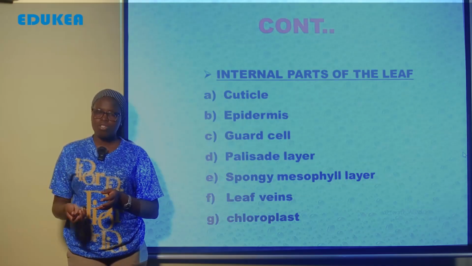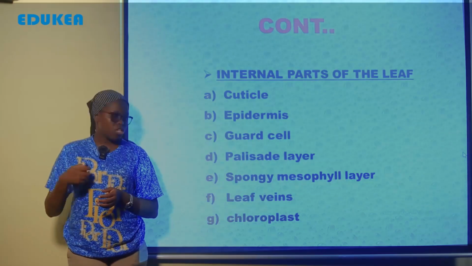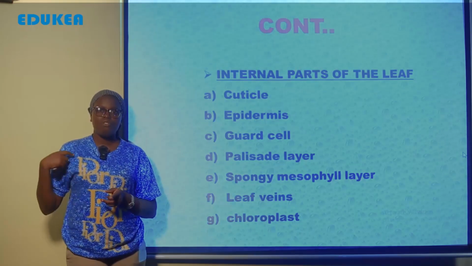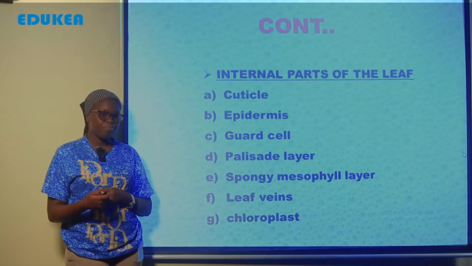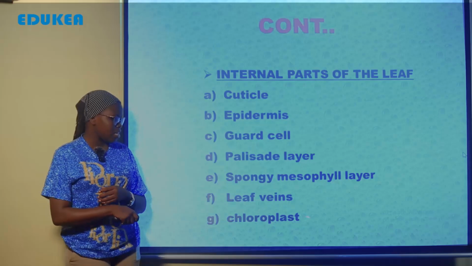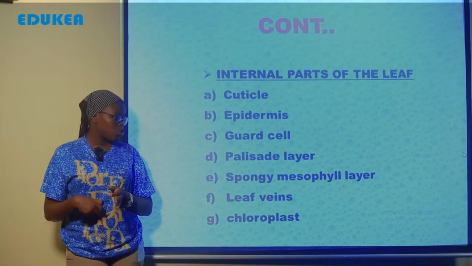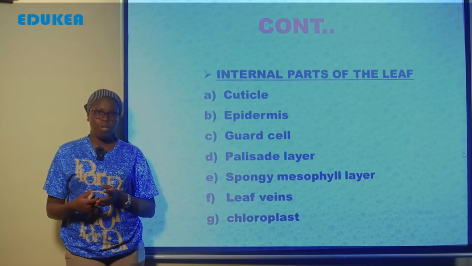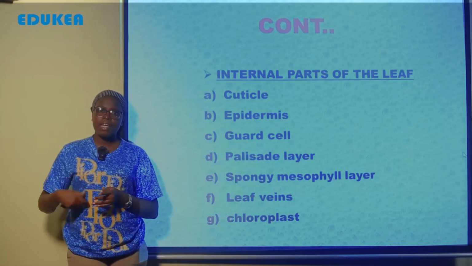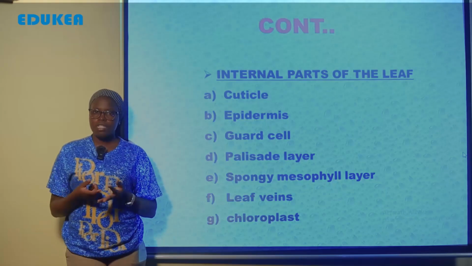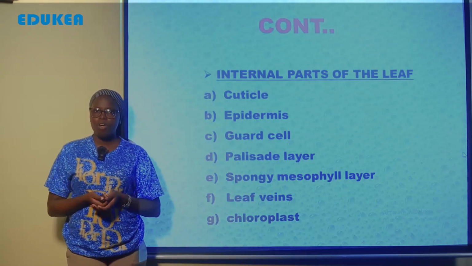Also, the phloem functions to transport the food from the leaf to other parts of the plant. The other one is the chloroplast. Chloroplast is a disc-shaped structure which contains the chlorophyll, which is responsible for trapping the sunlight so as to convert it into ATP for the photosynthesis process to take place.